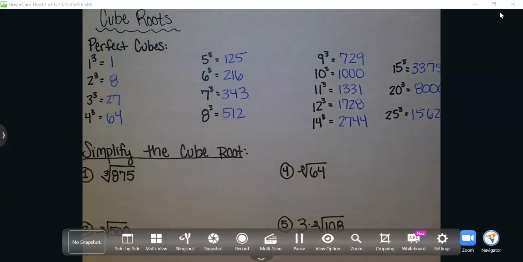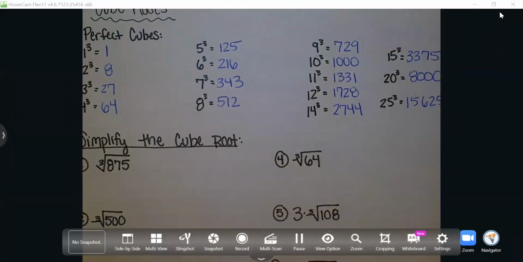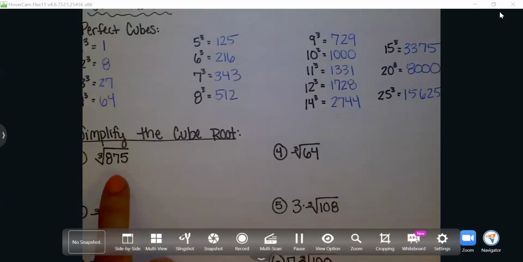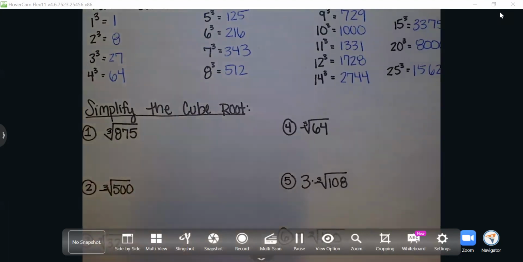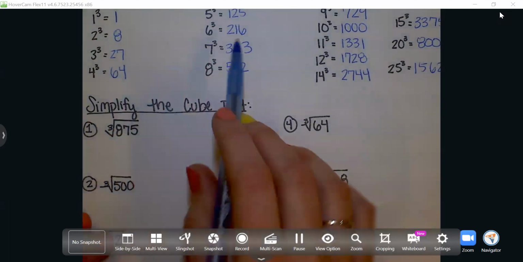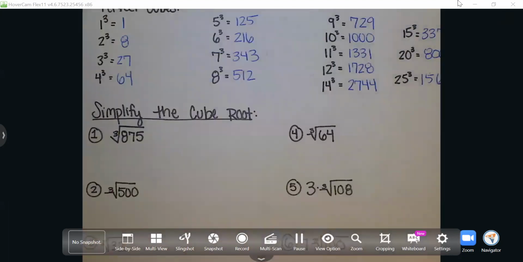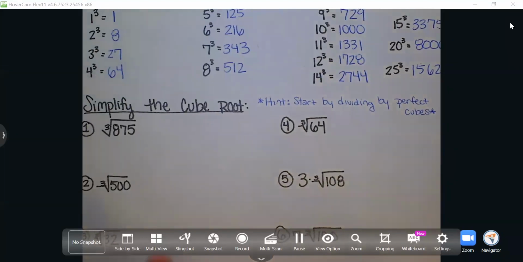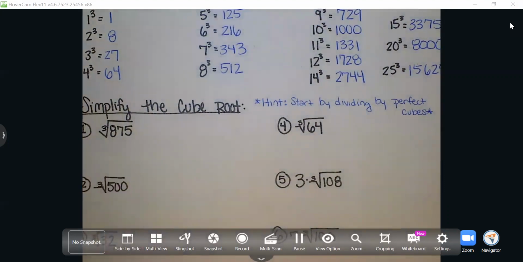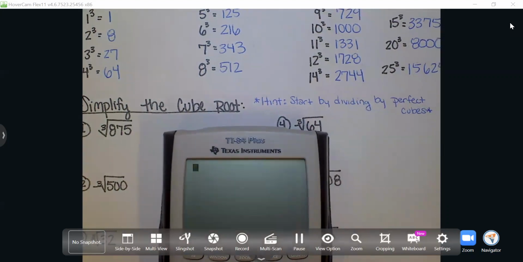So you should have all these perfect cubes filled out. Again, our process is going to be very similar to what we did with square roots, but now with cube roots. Our trick is going to be to divide by our perfect cubes. My very first number here is 875. I'm going to start by dividing 875 by my list of perfect cubes.